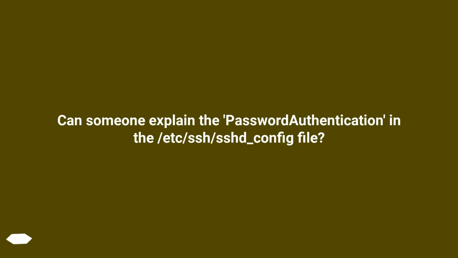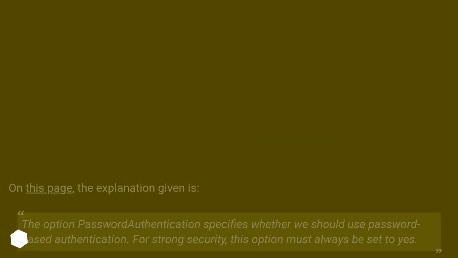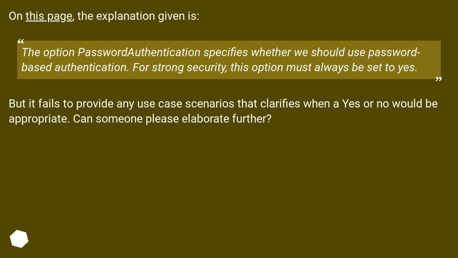Can someone explain the password authentication in the /etc/ssh/sshd_config file? On this page, the explanation given is: the option password authentication specifies whether we should use password-based authentication. For strong security, this option must always be set to yes. But it fails to provide any use case scenarios that clarify when a yes or no would be appropriate. Can someone please elaborate further?